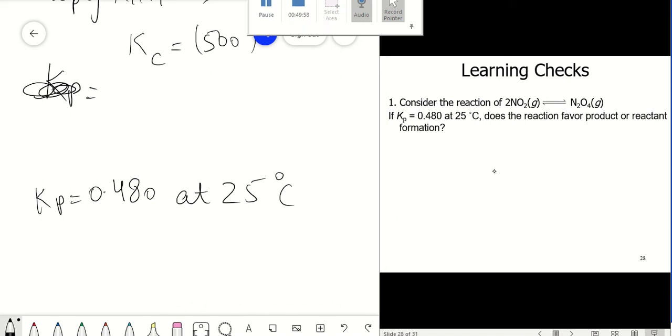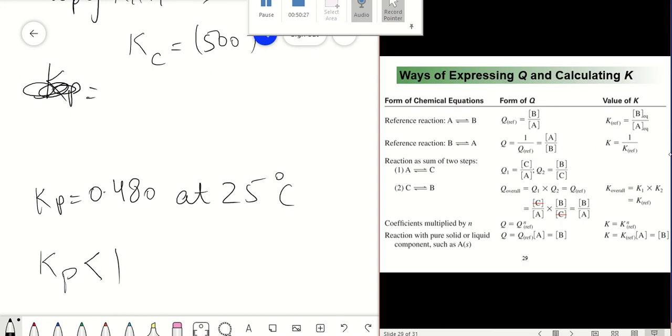We know that Kp and Kc follow the same rules. In this case, Kp is less than 1. Whenever the value of Kp is less than 1, the reaction is going to favor reactants. So if the value of the equilibrium constant is less than 1, it is favoring reactants. This is just a summary of everything that we just did.